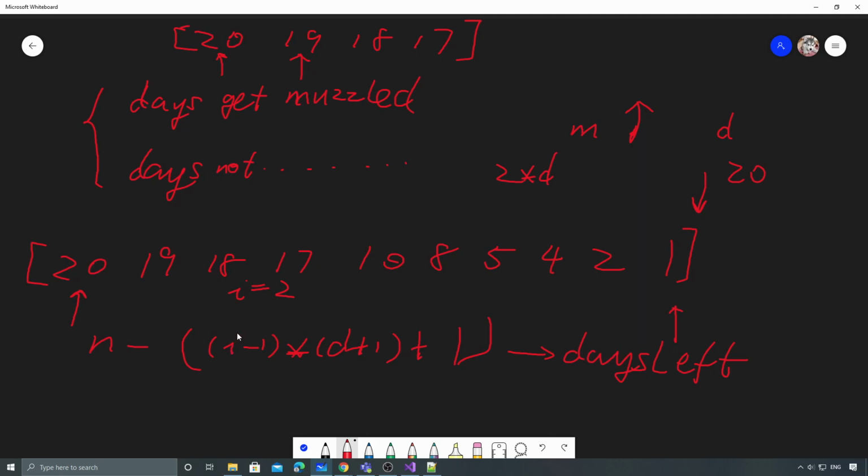Basically, I'm saying that if I choose 2 muzzle days, then I have this n minus this many days left that I can choose from. For these days left, we will choose from the days that will not get muzzled. Let's say m is 12. That means we can split these days from here: everything on the left of m are the days that will get muzzled, and all the days on the right side will not get muzzled.